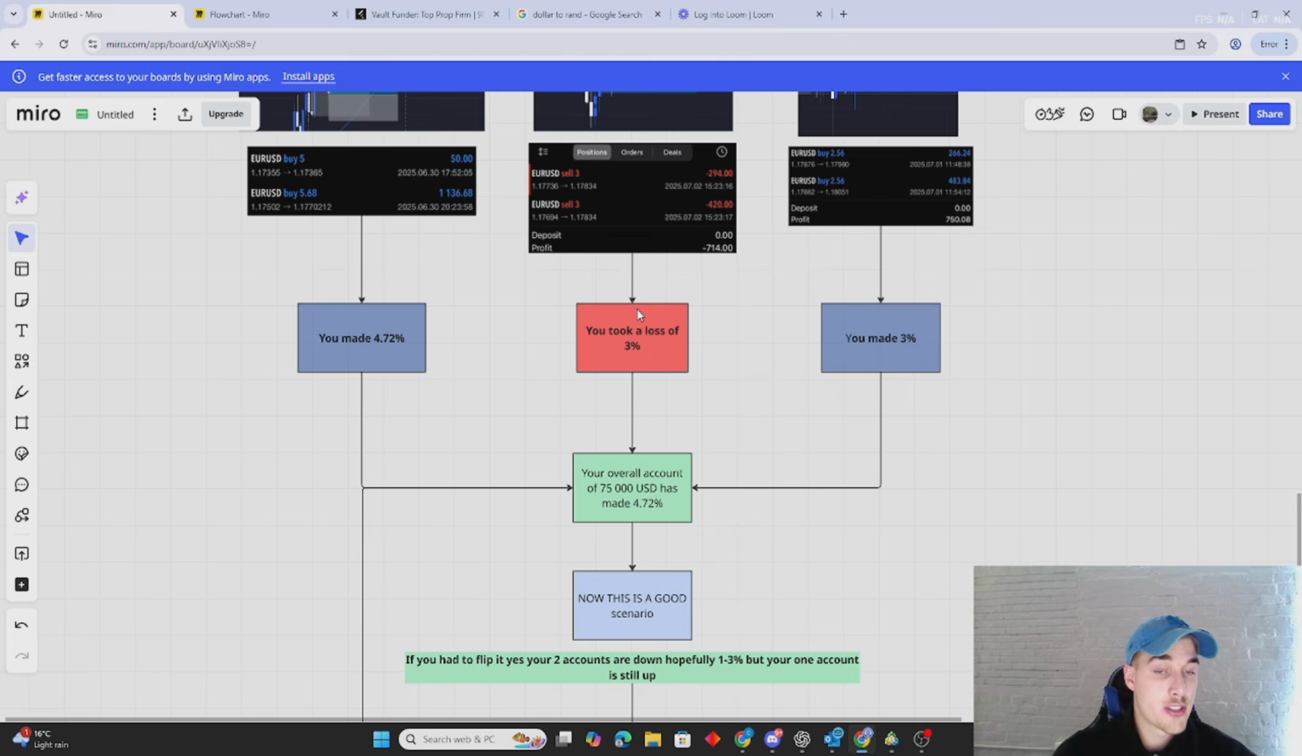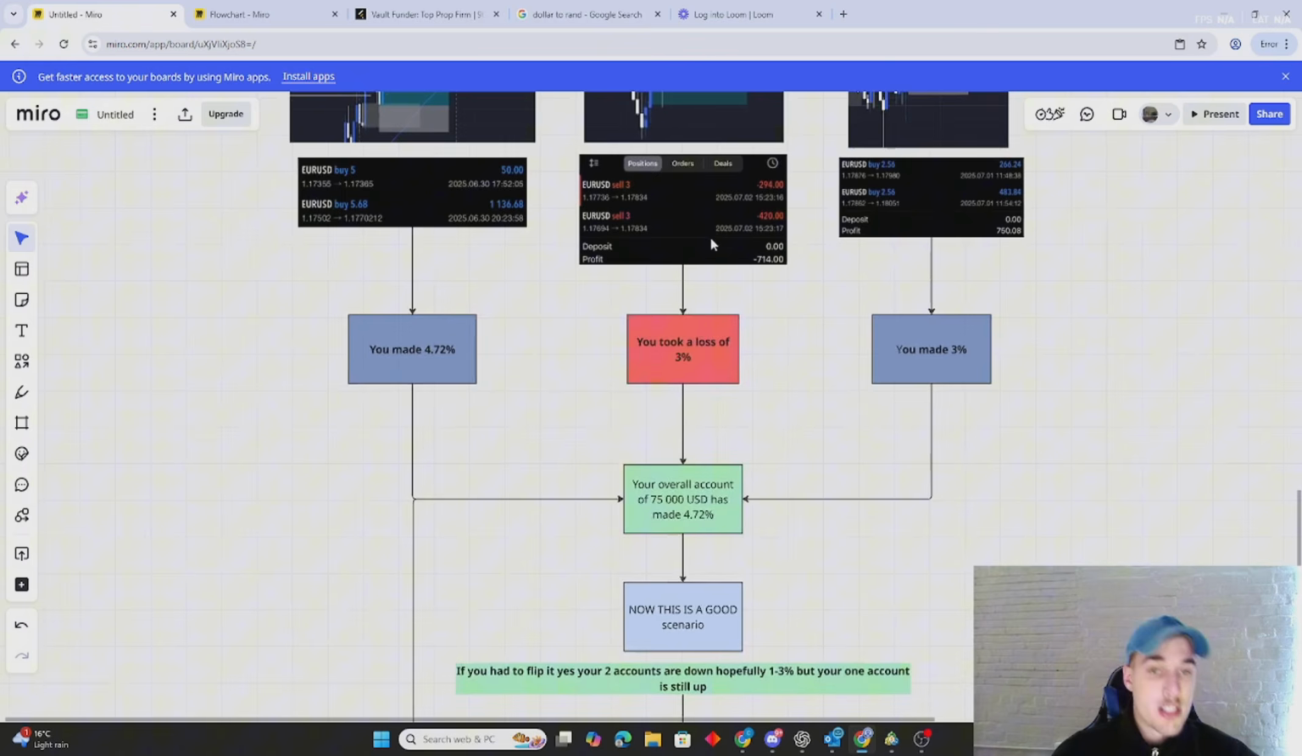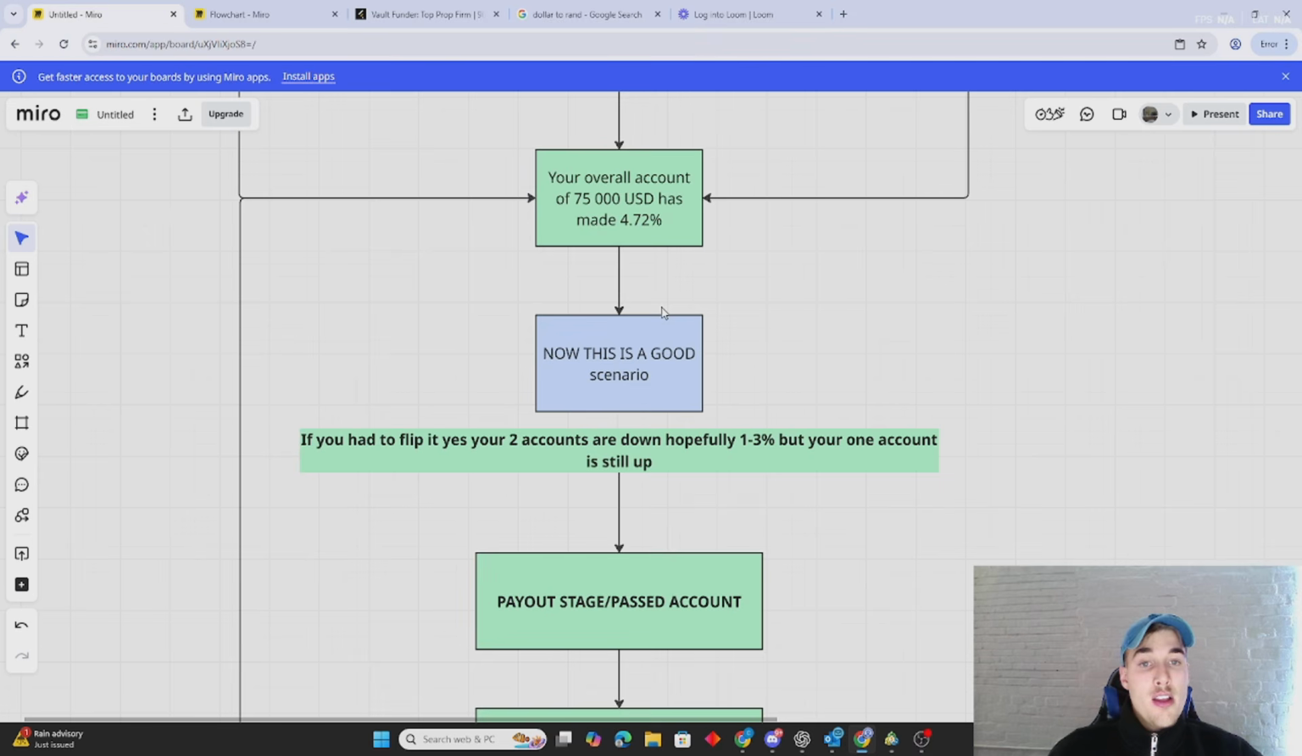Keep in mind, risk 1 to make 3 or 1 to 2. This is just, again, a screenshot of another account that I used. Okay. Now, this is a good scenario, but let's say we had to flip it.